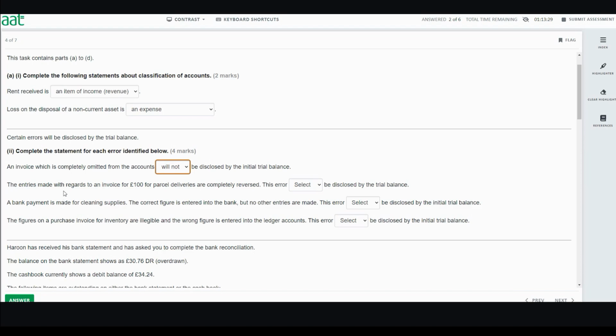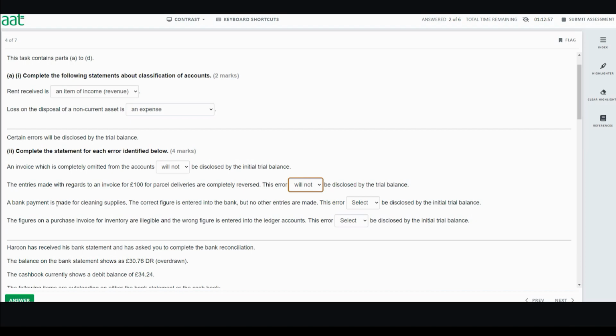Entries made with regards to an invoice for £100 for parcel deliveries are completely reversed. So that means what you should have debited, you credited, and what you should have credited, you debited. Again, this wouldn't affect the trial balance because all you've done is enter the correct amounts in both accounts. You've just reversed the error. So you've reversed the entry which has caused the error.